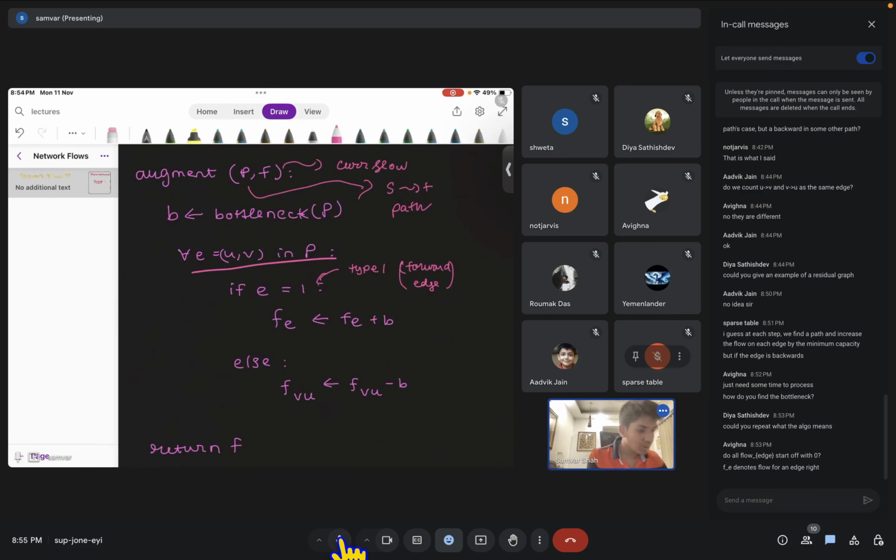Okay. So what the algorithm means is that if you have something which can compute the bottleneck for a path, then for each edge in the path, I can check if it's forward or backward, and then depending on that, I can use the definition to figure out what the flow is going to be for that edge, and from that I can decide the flow of the graph. Does that make sense?